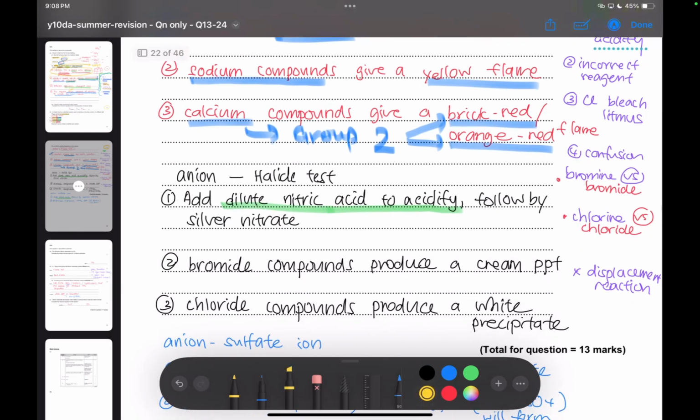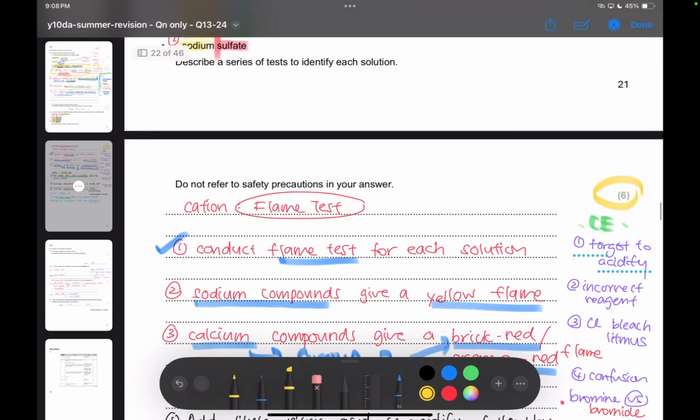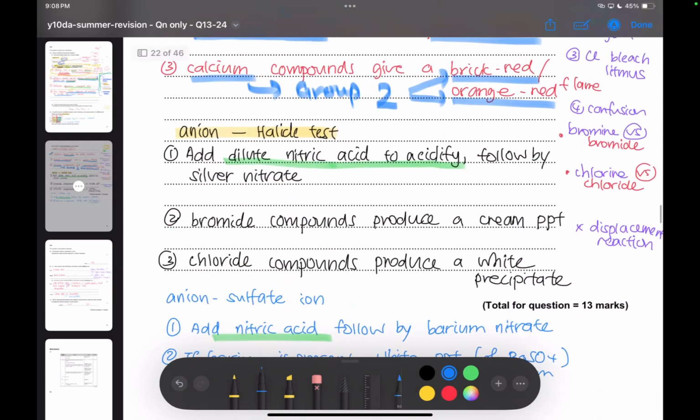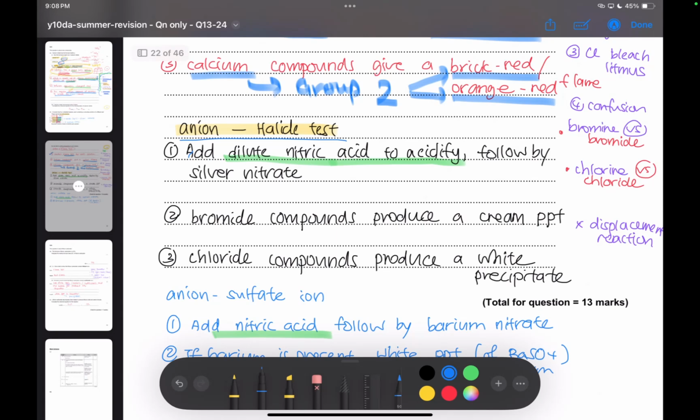Okay, next with the anion. The anion is very interesting because there are a total of 3 types. If I were to break it down, you'll see that these 2, bromide and chloride, belong to the halides, which is group 7. So we can use silver nitrate to test for these. And for sulfate, we have to use barium nitrate to test for it. So we focus on the halide first. For the anion that has the halide test, basically the bromide and the chloride, how do we test?